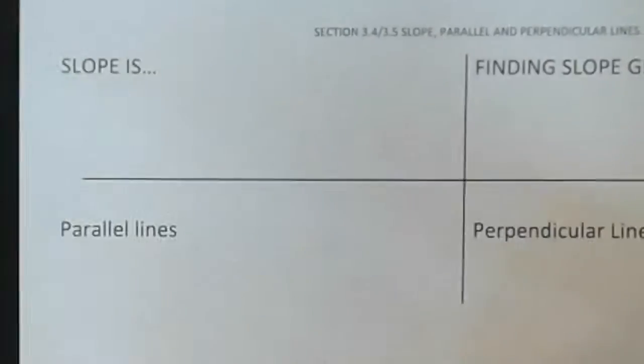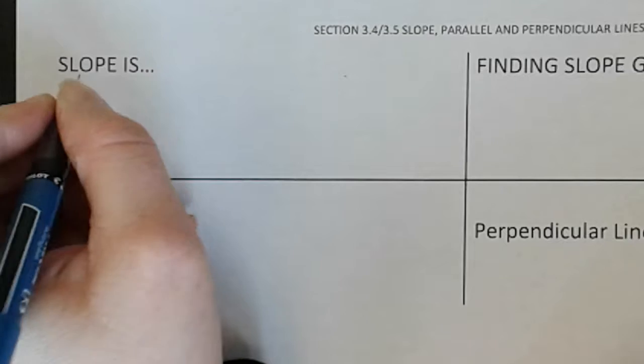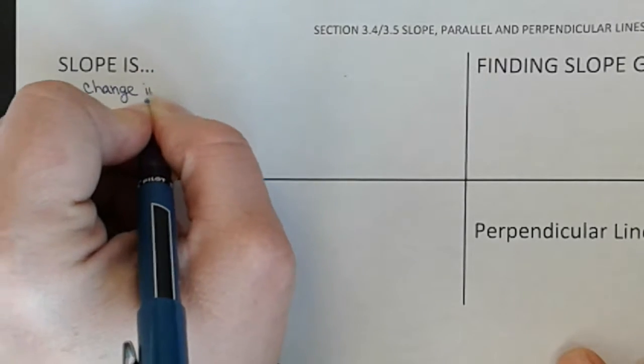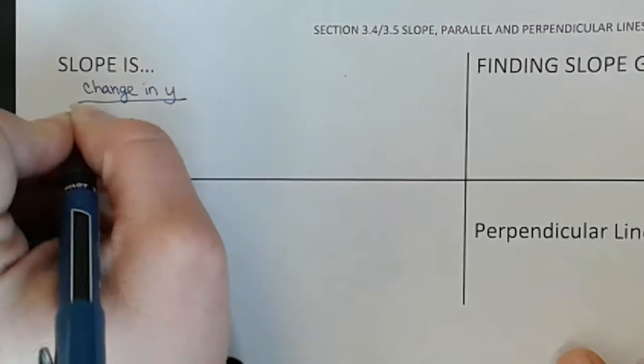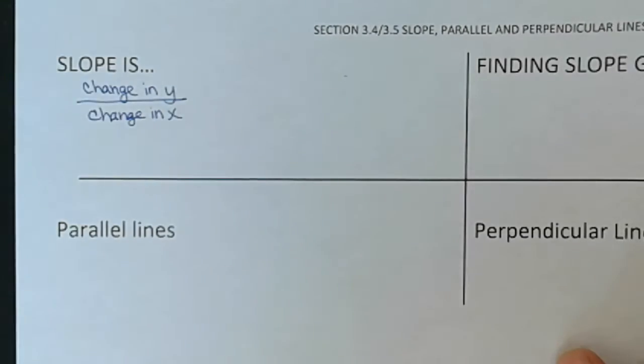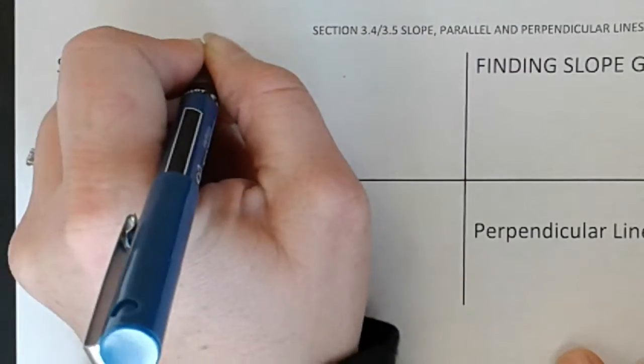All right, let's take a little look at slope. So remember what slope is: it is the change in y over the change in x. All right, what does that mean? Well, slope tells us how fast a line is rising or falling.